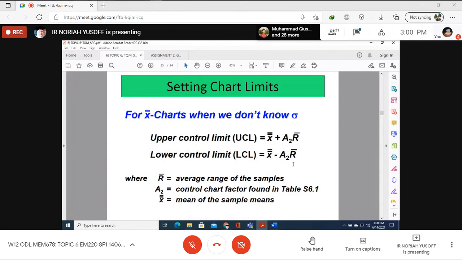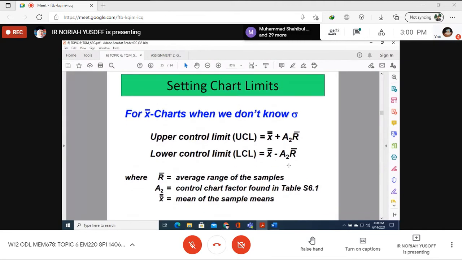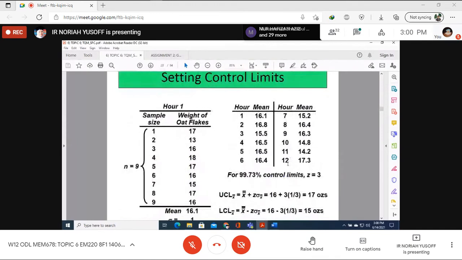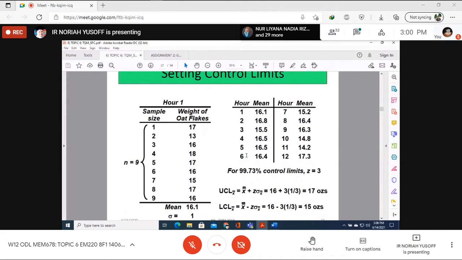How do you get the range? Who knows how to get the range? In this example, how do you get the range? The range is actually the maximum value of that sample minus the minimum value. So in this case, what is the maximum? 18 is the maximum. Okay, in this case for sample number 1, the highest number is 18 and the lowest is 13. So 18 minus 13. So the range value for sample number 1 is 5.